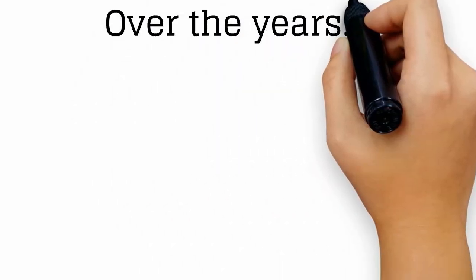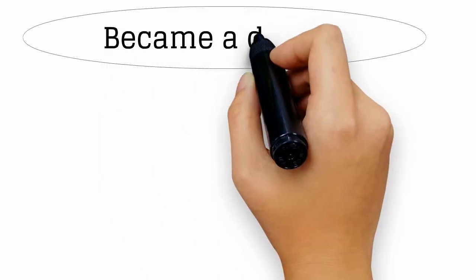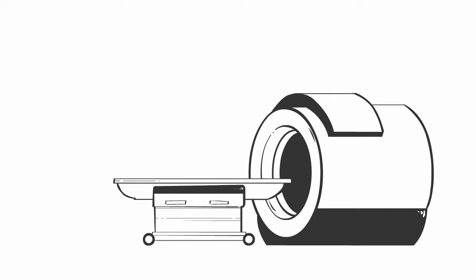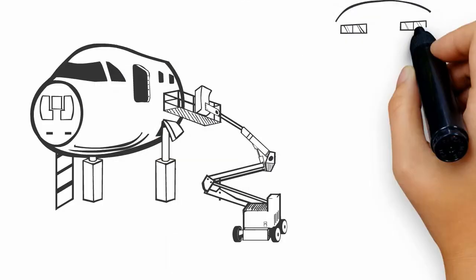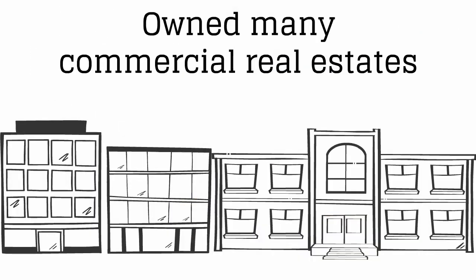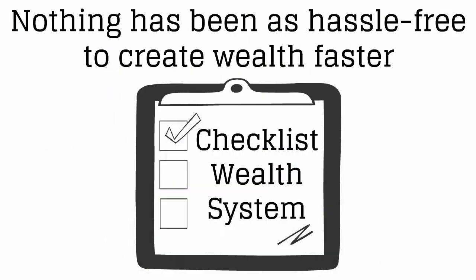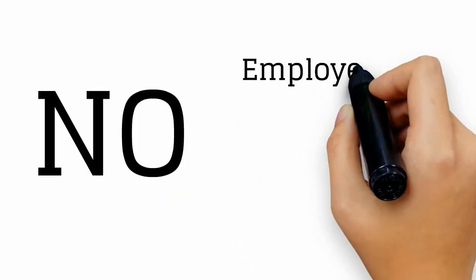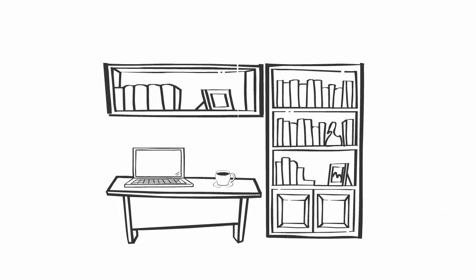Over the years, I've mowed lawns when I was a young kid. I flipped houses when I was in the Air Force, and then I became a doctor. I owned an MRI center. I even owned a computer software company and an airplane company that built airplanes and aircraft hangars, and owned many commercial real estates. But nothing has been as hassle-free to create wealth faster than my checklist wealth system. It takes no employees, there's no inventory, no equipment, and nothing other than a computer that you already have.